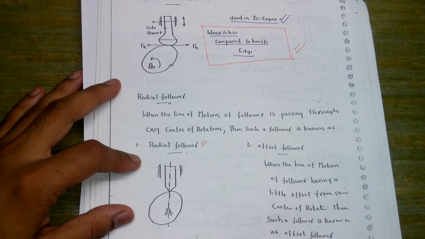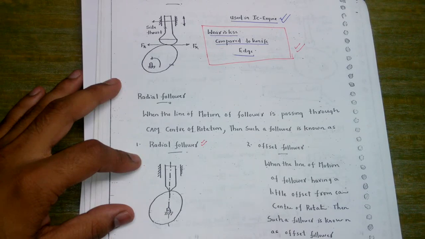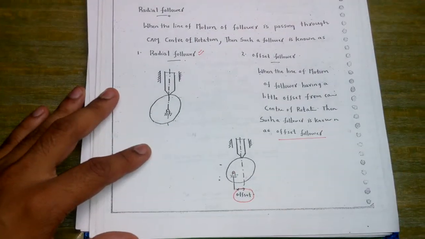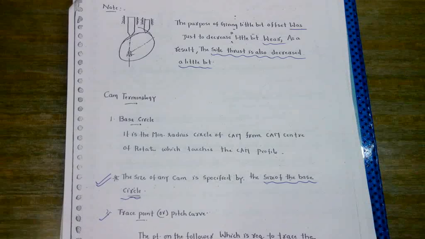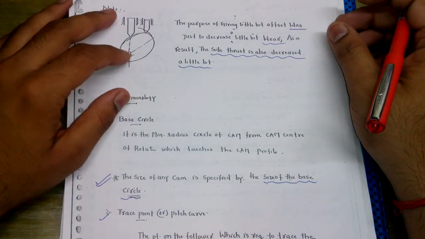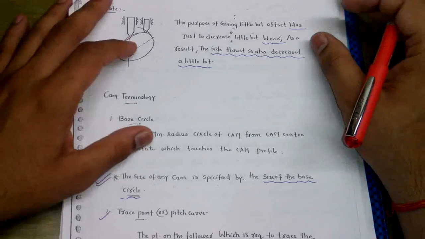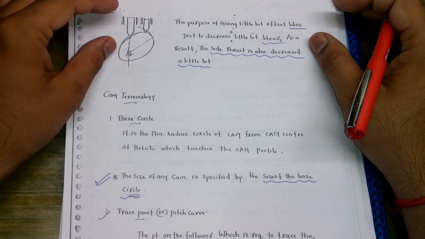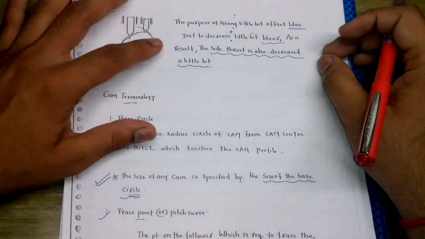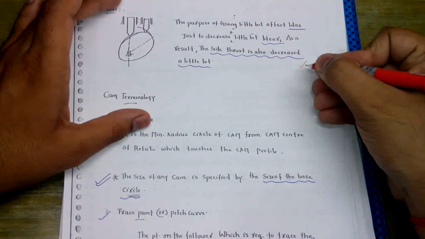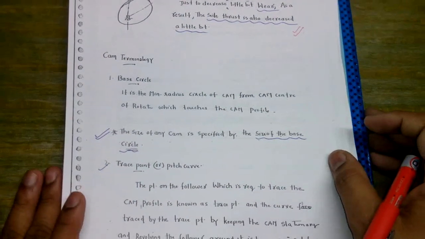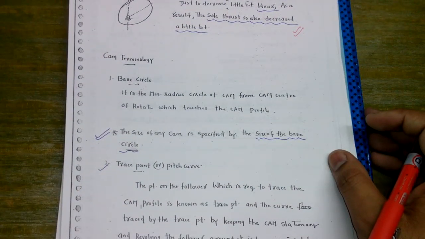This distance between the line of action of the follower and the center of rotation of the cam is called the offset distance. In some interviews it has sometimes been asked what is the purpose of giving some offset to the cam. The main purpose of giving a little bit of offset is so that we can reduce the wearing a little, as a result of which the side thrust is also reduced. So this was all about the classification of the follower, and the classification of cam we have also studied.